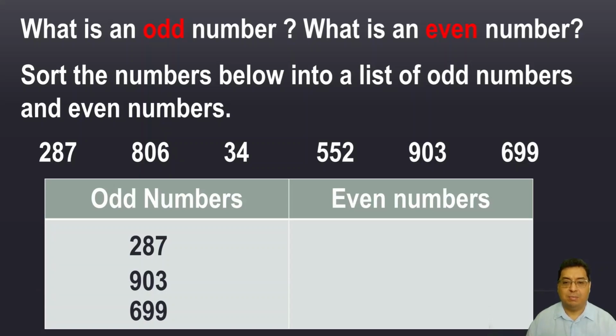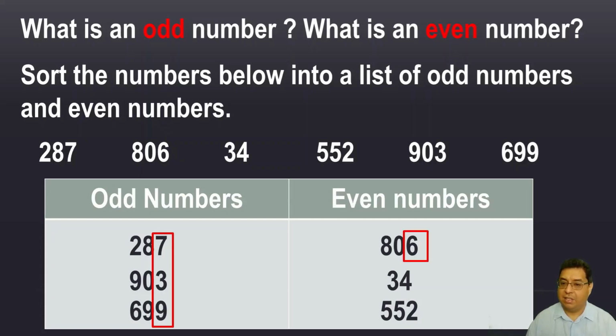For the even numbers, we're going to put 806, then we'll put 34, and then we'll put 552. And I have to keep emphasizing, you've got to look in the ones digits here for the odd numbers to show you that they're odd. For the even numbers, you're going to look at the 6, the 4, and the 2, and those will tell you that those are even.